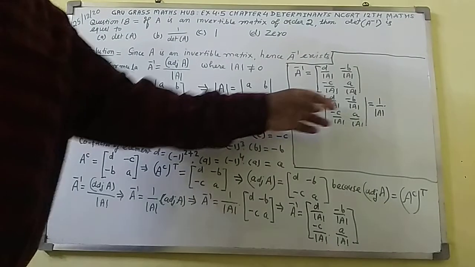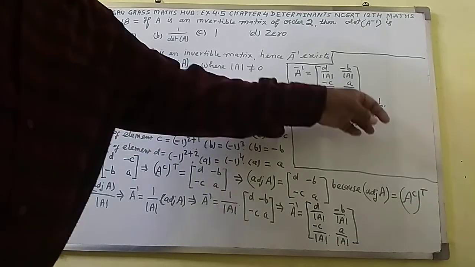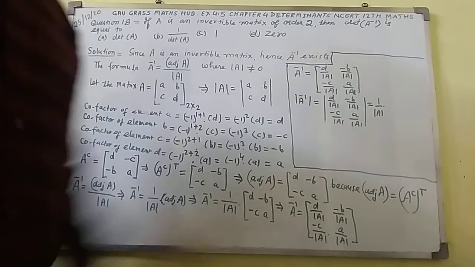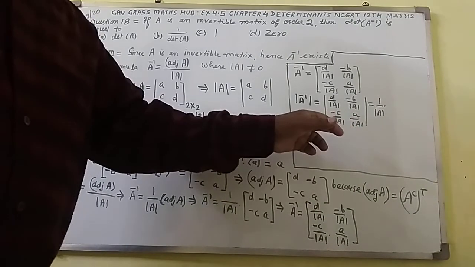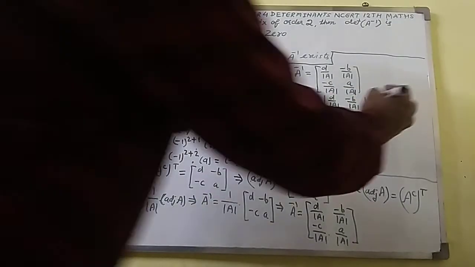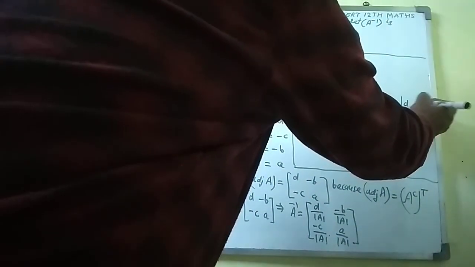From the first row here, I can easily take 1 over det A common, because here 1 over det A, here 1 over det A. And from the second row also, I can easily take 1 over det A as a common. So we will get here the determinant as d, minus b, minus c, a. This thing you have got.